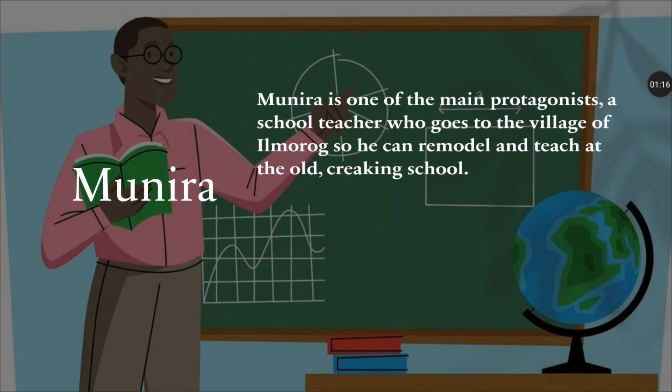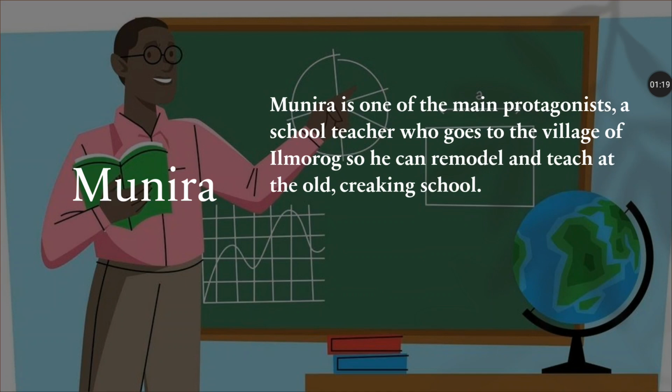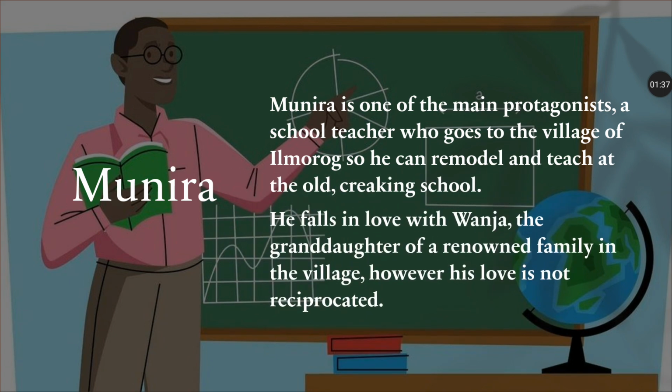Munira is one of the main protagonists of this play, a school teacher who goes to the village of Ilmorog so he can remodel an old creaking school. He falls in love with Wanja, the granddaughter of a renowned family in the village. However, his love is not that certain, so we can call it unreciprocated love.